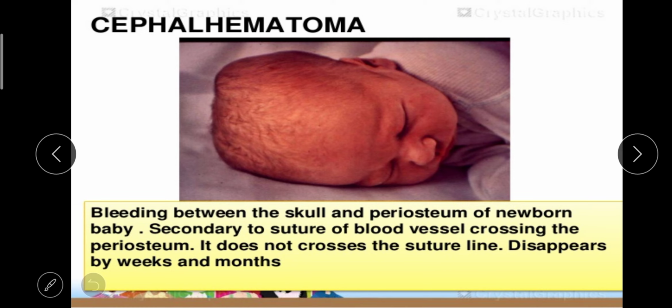So today we will study up to the head only. Okay, the remaining physical examination we will study in the next class.